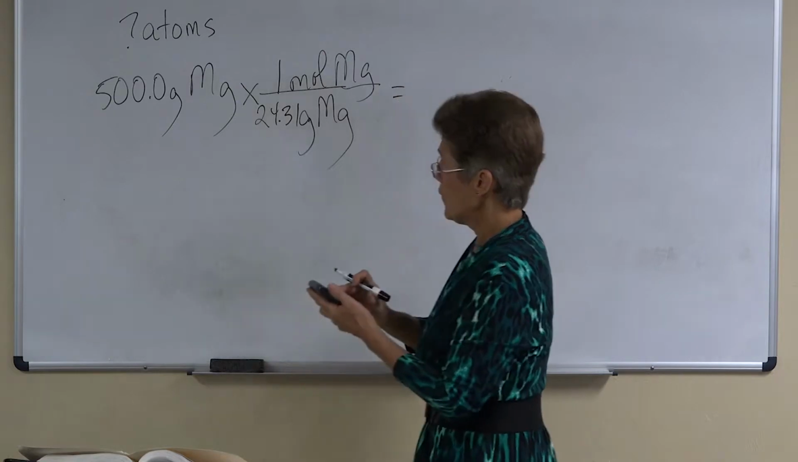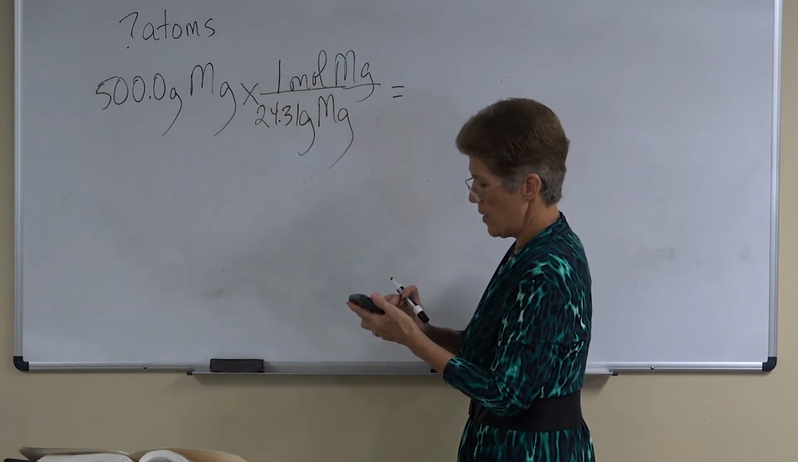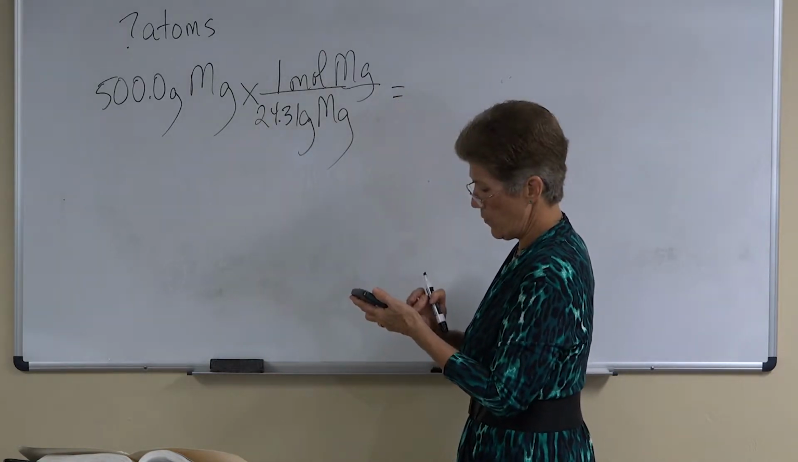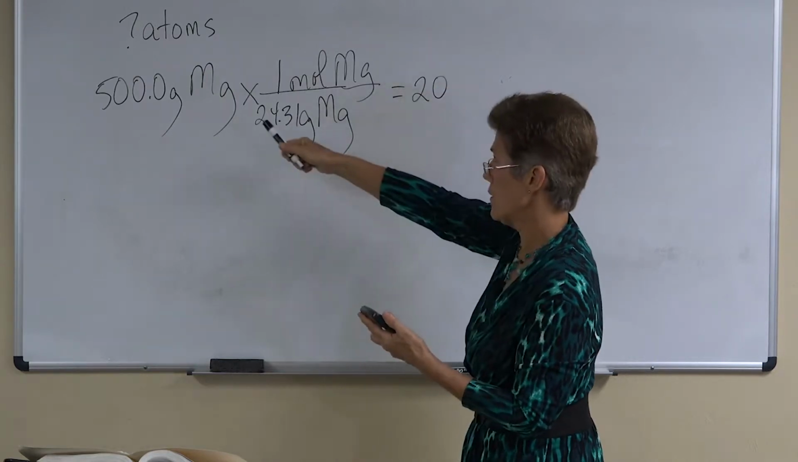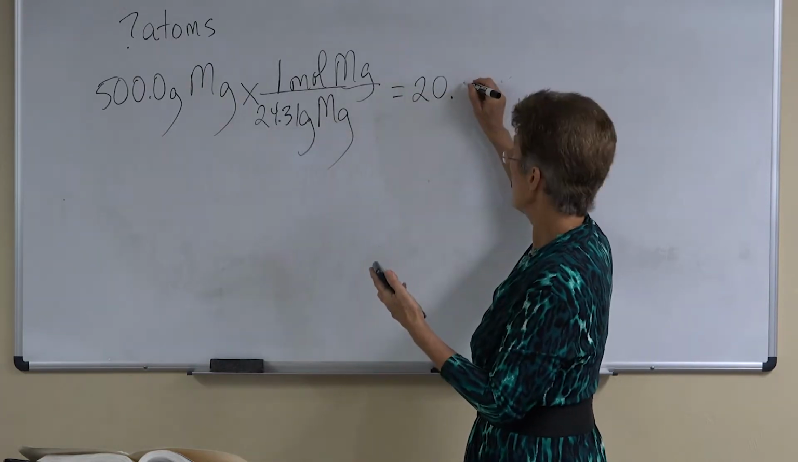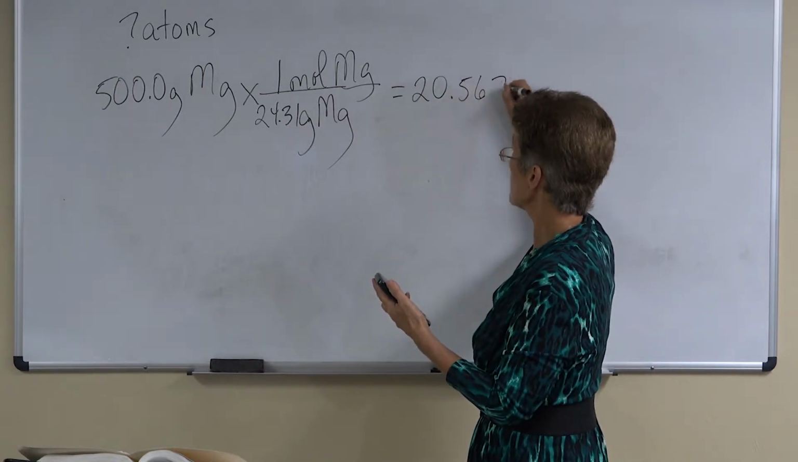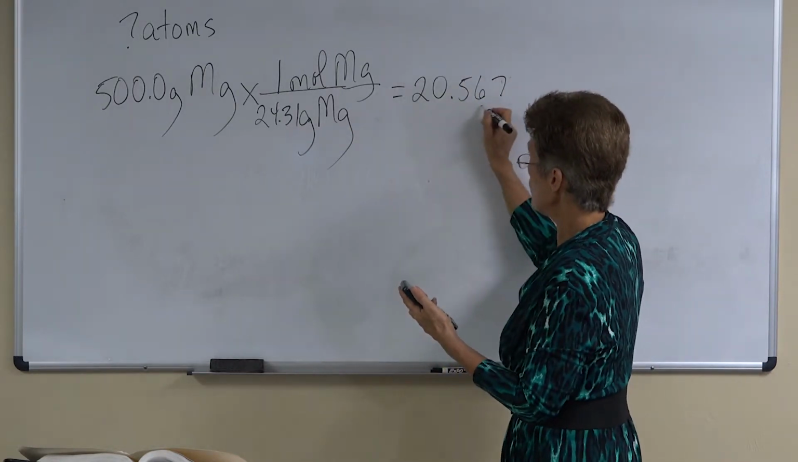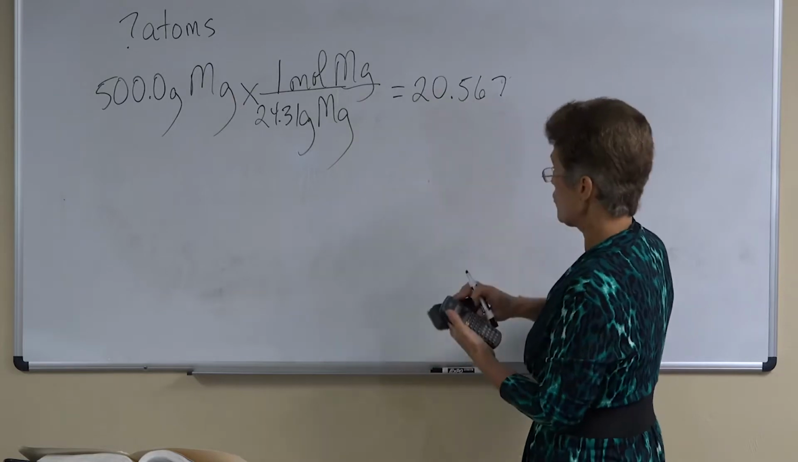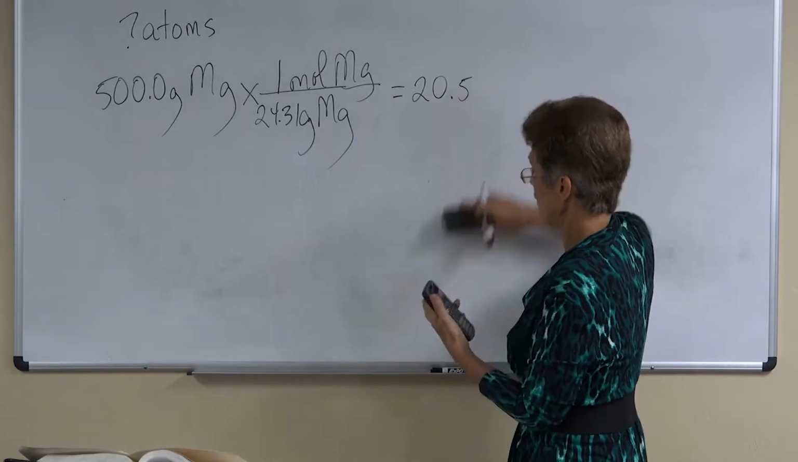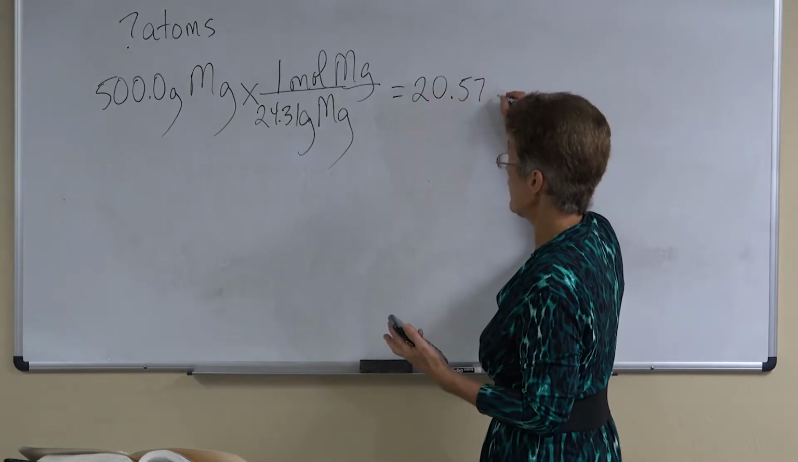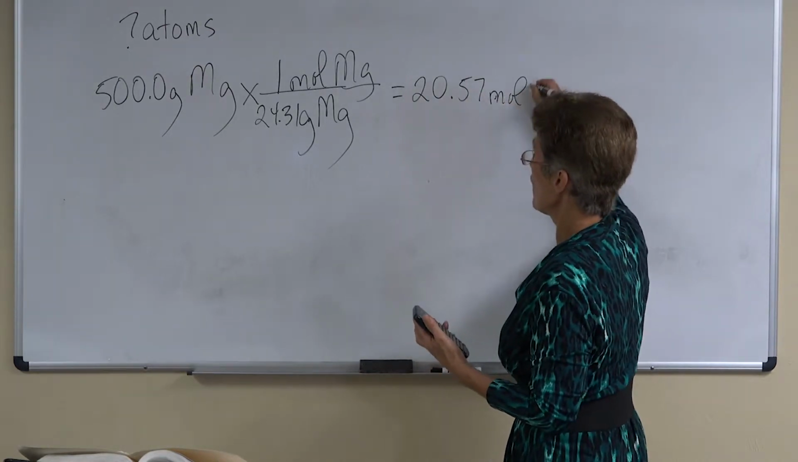Here we go. So we go 500 divided by 24.31 equals. That gives me 20, let's see, 4 significant figures. This gives me 5, 6, 7, and so on. We have to go to the 6 with 4 significant figures, so I'm going to round that up to 7 because of the 7 that was behind it. And this is moles of magnesium.